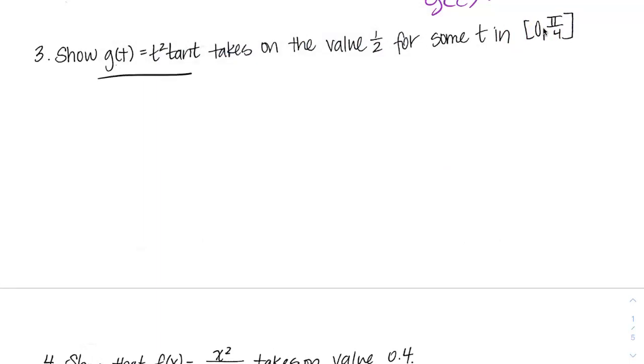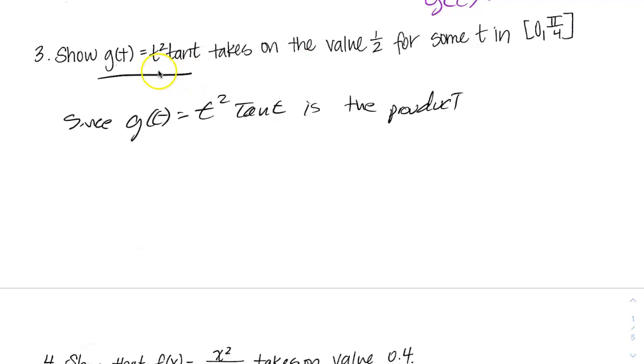So I know tan is not always continuous, but it is continuous between 0 and pi over 4. So we're going to say, since g of t equals t squared times tan t is the product... Oh yeah, I should front that, right? Notice that's also t squared. So this t squared is a continuous function. Tan is a continuous function between 0 and pi over 4. Tan is not continuous at pi over 2. And so we're still good. So as long as this is continuous and that's continuous, we're good.